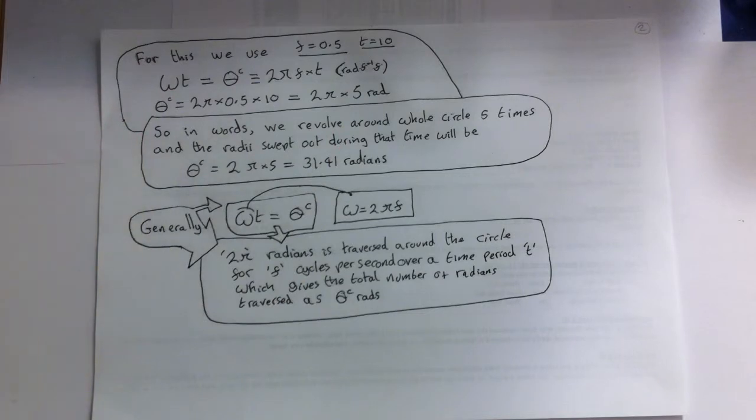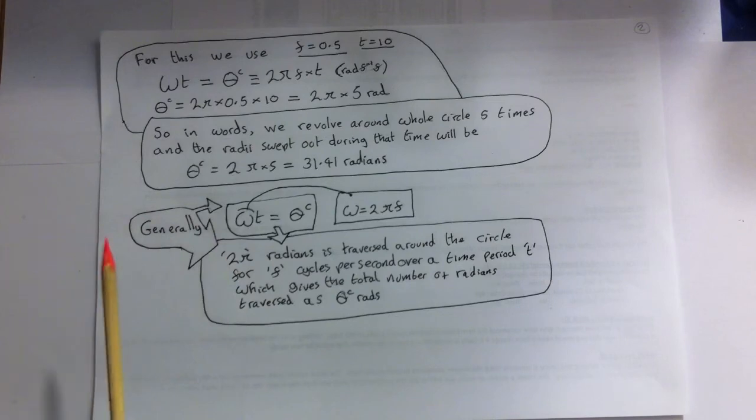So this can now be summed up by writing omega t equals phi, which in words says 2 pi radians are traversed through each of the f cycles per second over the time period t. This is then equal to the total number of radians traversed. And that's it. So I just wanted to quickly go through angular frequency, and I'll be covering it in a bit more detail in some future maths refreshers.